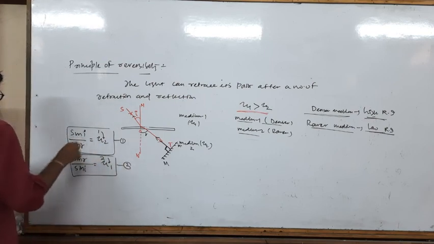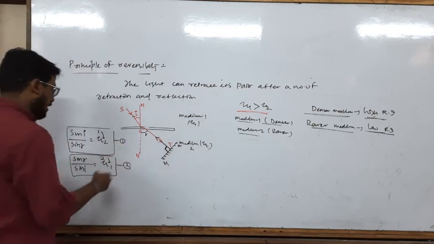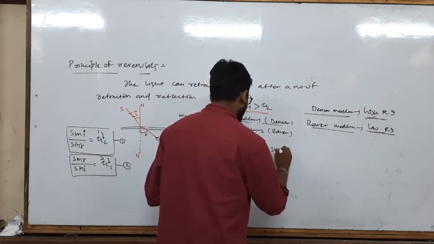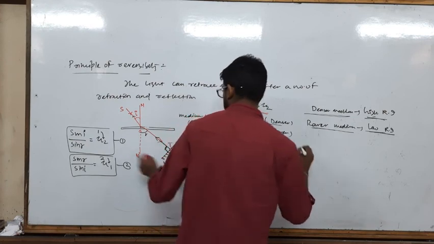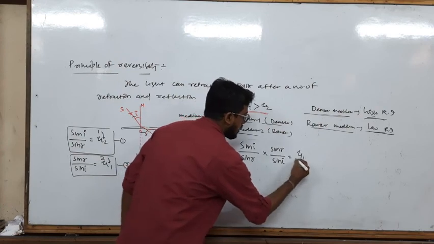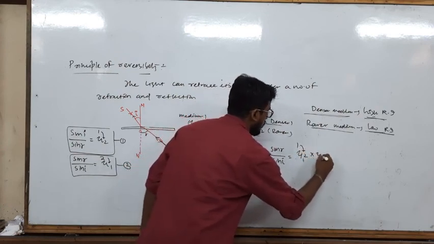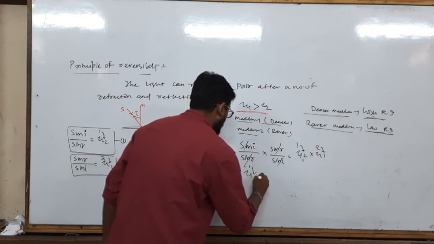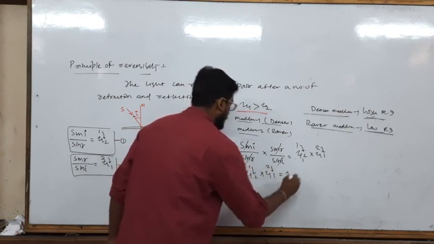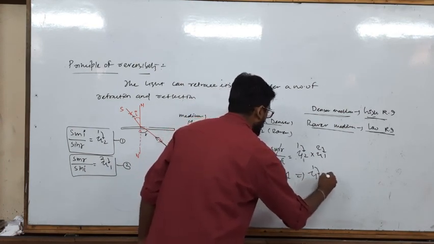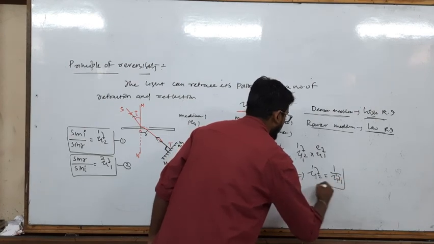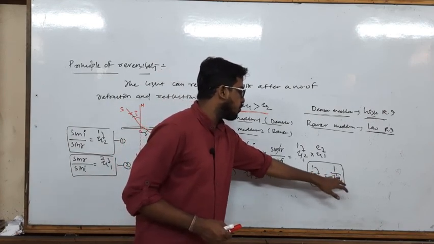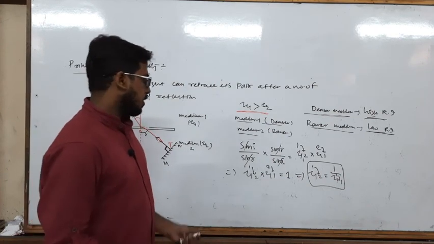Clear? Multiplying equations 1 and 2, I can write sin i divided by sin r into sin r divided by sin i equal to mu1 to 2 into mu2 to 1. So this will get cancelled, and I can write mu1 to 2 into mu2 to 1 equal to 1, or from this you can write mu1 to 2 is 1 by mu2 to 1. Clear? You have to remember this relation, that mu1 to 2 is equal to mu2 by mu1, which is equal to 1 divided by mu2 to 1, which is equal to 1 divided by mu1 by mu2. Clear?